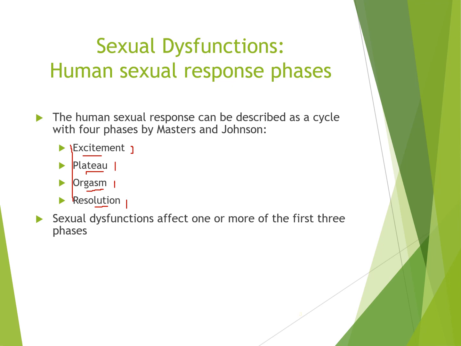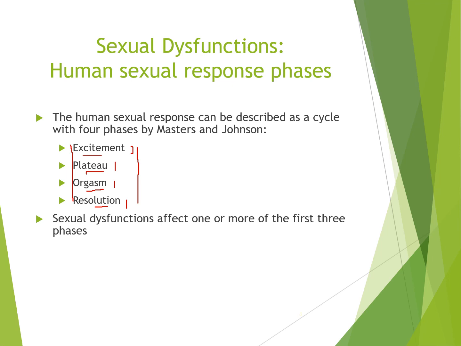Once a male or a female resolves, the refractory period is just a resting place, and it means that there might be no firing again until a certain period of time, which could take hours, or even one day, depending on age and many other individual differences. So basically, these are the 4 phases of the human sexual response cycle.